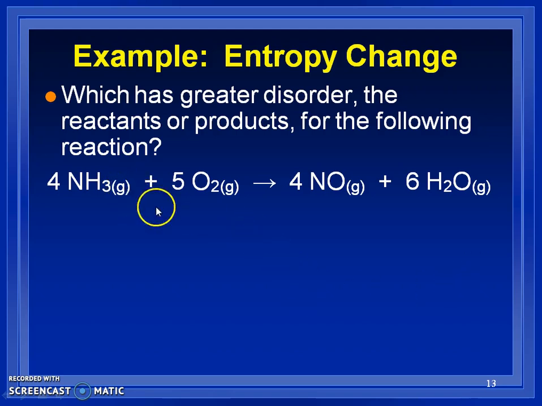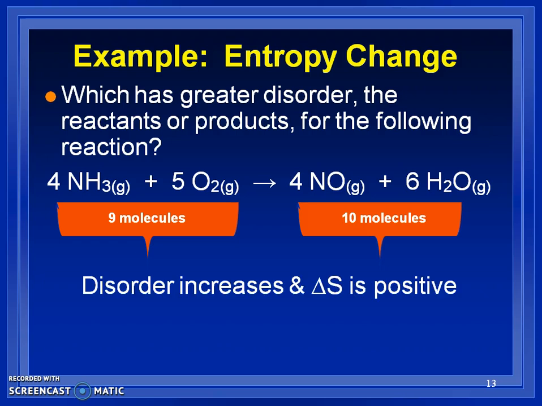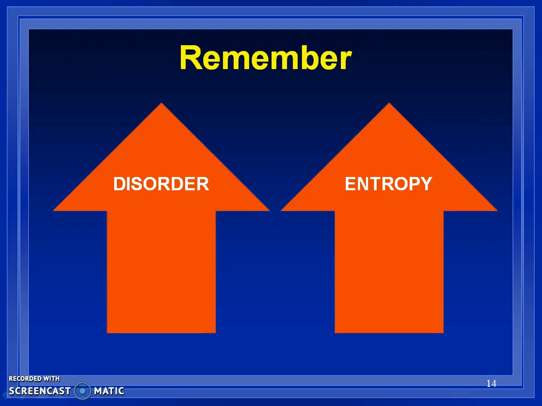So the first thing I would look at is they are all gases, so we can cancel that out. What would be the next thing we're going to look at? Maybe the number of moles. So we have 4 plus 5 over here and 4 plus 6 over here. So if we have 9 moles versus 10 moles, the disorder is going to increase, making the delta S positive. So it's going to be spontaneous.